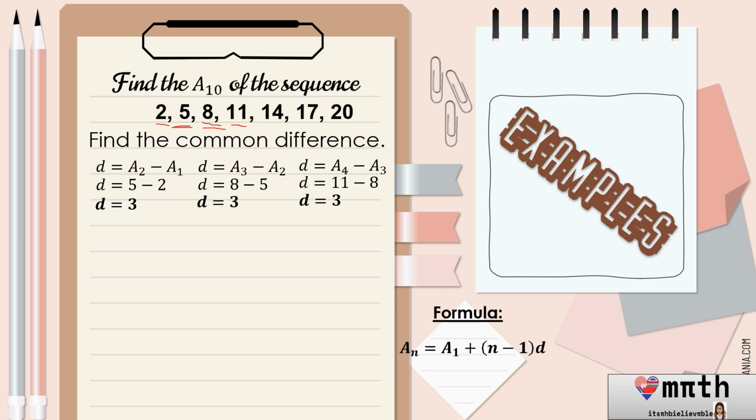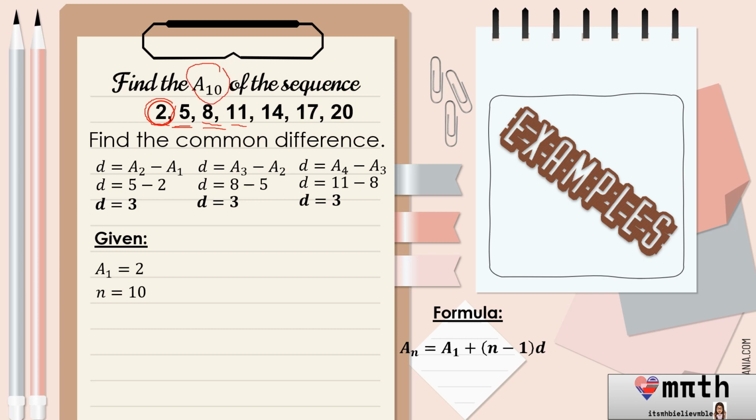Remember that our a sub n is the last term, or the nth term rather. A sub 1 is the first term. Our n is the number of terms, and the d is the common difference. Now, let us get the values of the given. Okay? For our a sub 1, we have 2, since the first term is 2. Our n is equal to 10, since we're looking for the a sub 10.